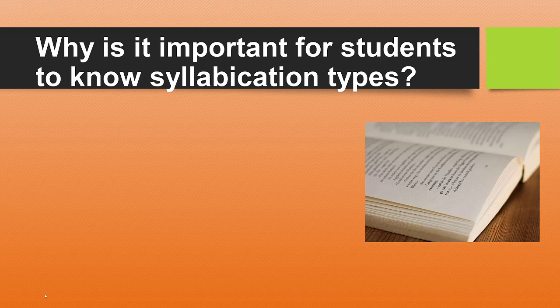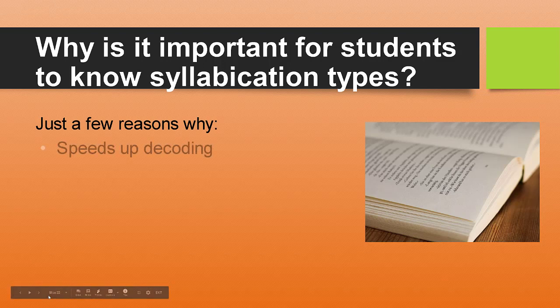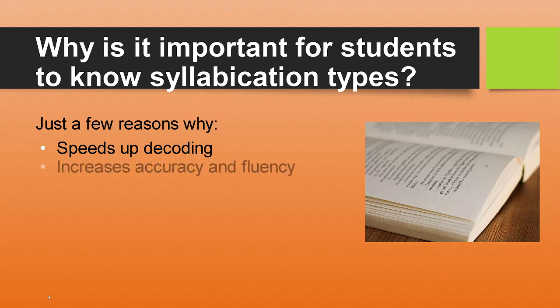So, why is it important for students to know syllabication types? Here are a few reasons why students need to know the types of syllables. It speeds up decoding. So we want students to decode as quickly as possible, because if all of the mental energy is spent on decoding, there's no time in the brain or no energy left for the brain to focus on the meaning of the words they're reading.